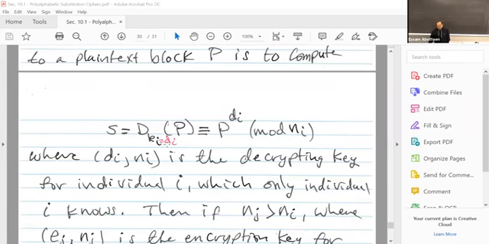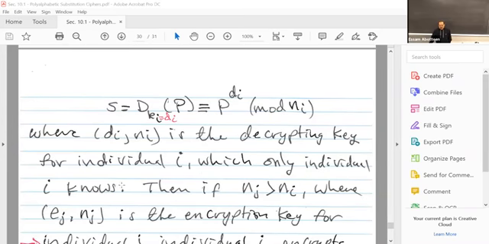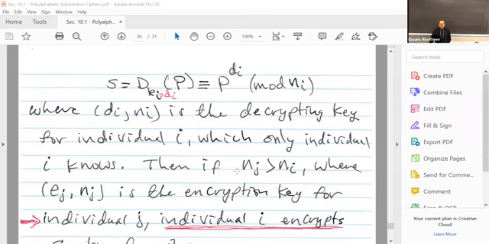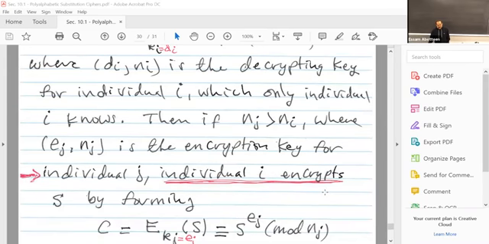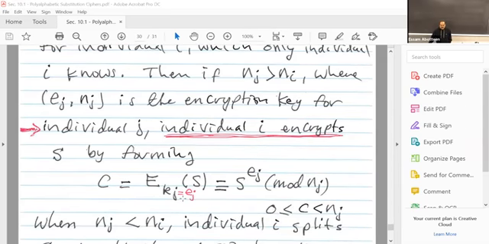Then, the decrypting key for individual I is known only to individual I, who knows the D sub I. Now then, individual I is going to look and see if N sub J, the number associated with the other person, which is known, is bigger than N sub I, where E sub J and N sub J are the encryption key for individual J. Individual I encrypts S by using the public encrypting key for individual J. And so it's going to raise this block S to the E sub J mod N sub J, just a regular kind of encryption.